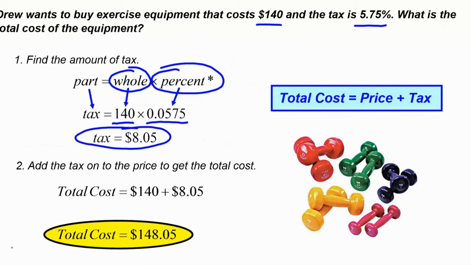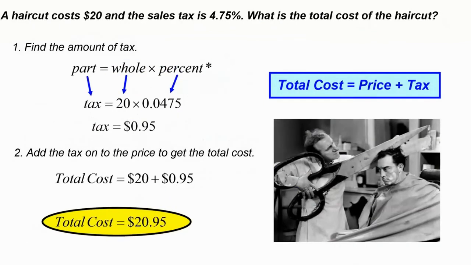So then step two, I have to add that onto the price to get the total cost, because the total cost is the price plus the tax. So the equipment costs $140. The tax is $8.05. I add those together to get a total cost of $148.05 after tax. So the tax is the part, the price is the whole.